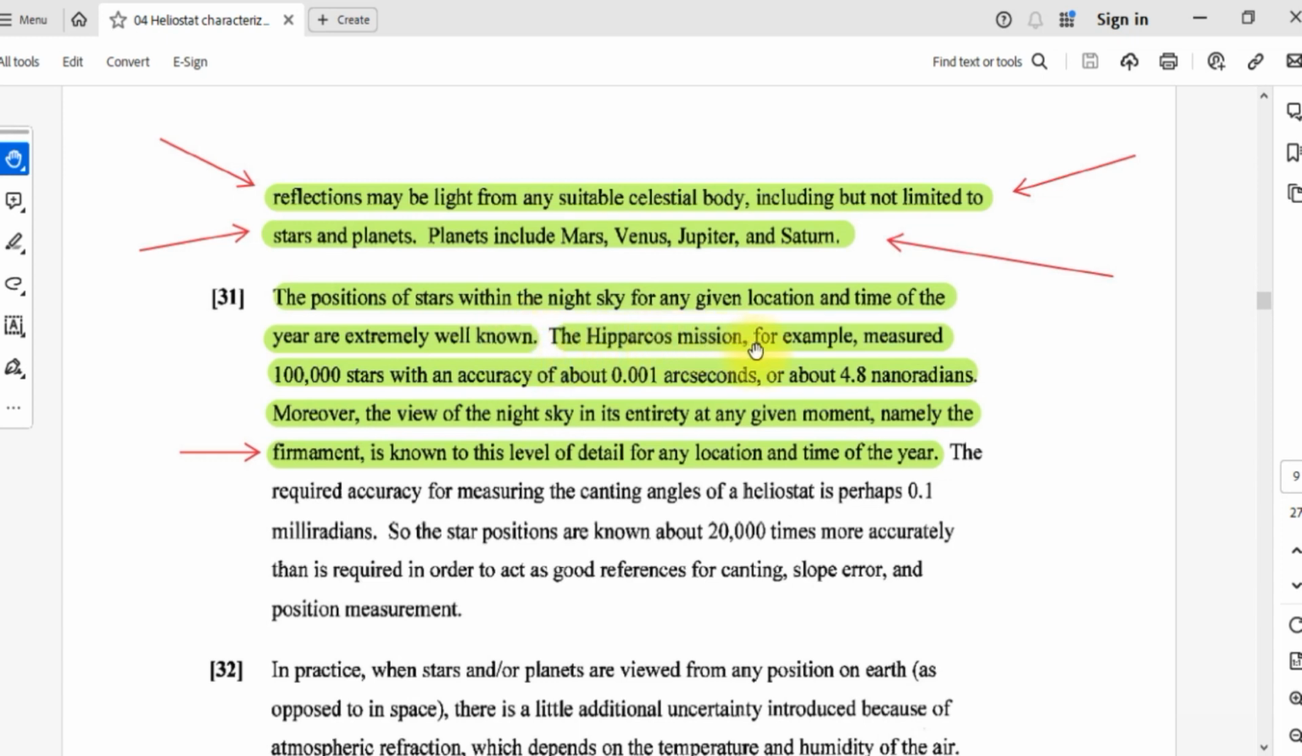The Hipparcos mission, for example, measured 100,000 stars with an accuracy of about 0.001 arcseconds, or about 4.8 nanoradians. Moreover, the view of the night sky in its entirety at any given moment, namely the firmament, is known to this level of detail for any location and time of the year. So there are no changes in the position of the stars. They are fixed. They're not expanding as the heliocentric model has it out of an explosion called the Big Bang. All stars are fixed and rotate over a flat, non-rotating Earth.